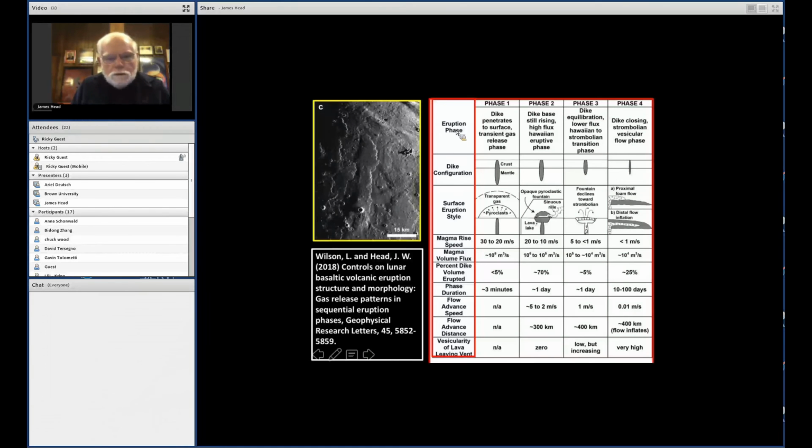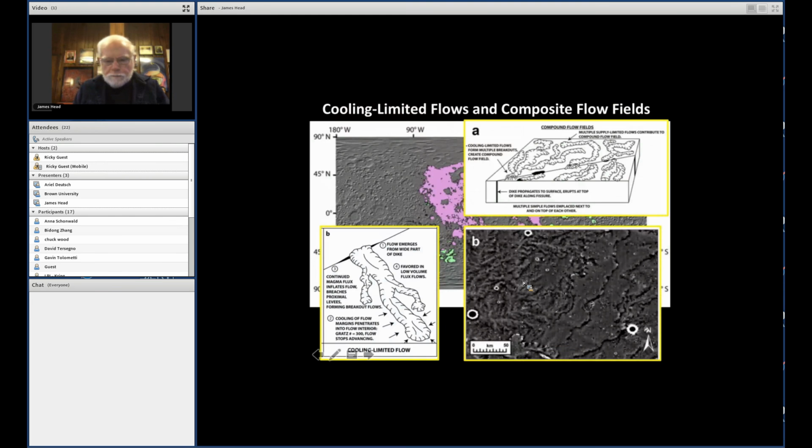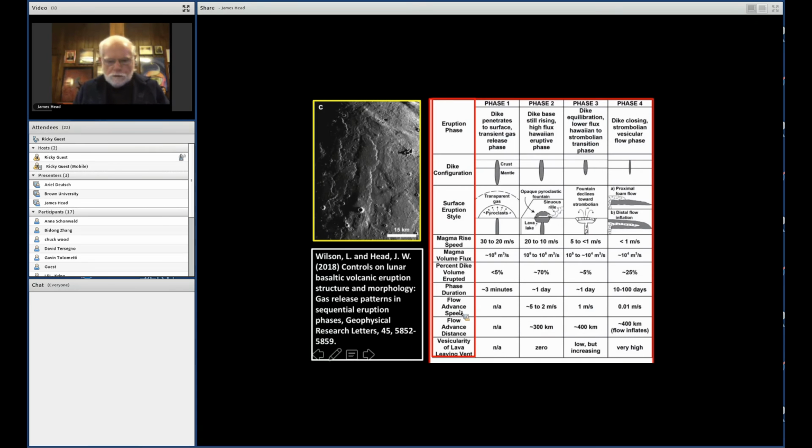And you can see here what we've been able to do is to outline a whole series of characteristics: 4 phases of the eruption, what the dike configuration is at that point in relation to the crust and mantle, what the surface predicted eruption style looks like, what magma rise speed looks like, the volume flux, the percent of the dike erupted. You can see it starts out slow, goes gangbusters here, and then tends to trail off. The duration of the phase, we've estimated these from theory. And we've also taken a look at the flow advance speed, flow advance distance, and the vesicularity of the lava leaving the vent. And you can see they vary from 0 vesicularity to very high. So these are predictions which we can indeed test.